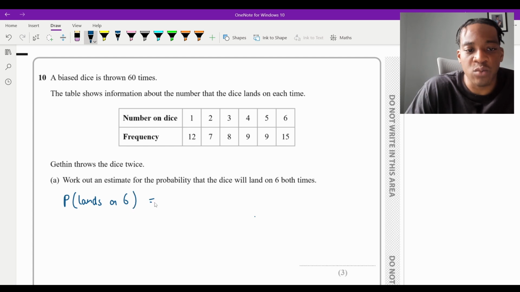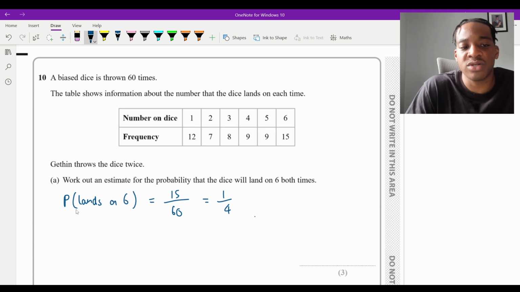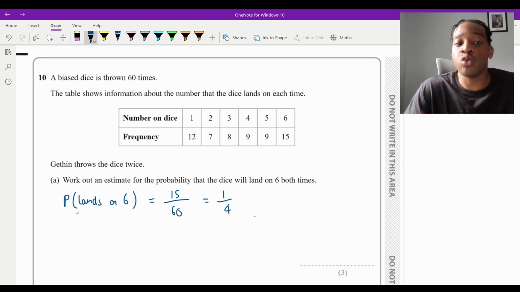And then we'll just use the table. Well, how many times did it land on 6 in this 60 times? Well, it was 15, isn't it? So it'll be 15, right? And then out of how many times it was thrown? 60 times. So it's going to be 15 out of 60, which actually simplifies to 1/4, doesn't it? So the probability of it landing on 6 is 1/4.